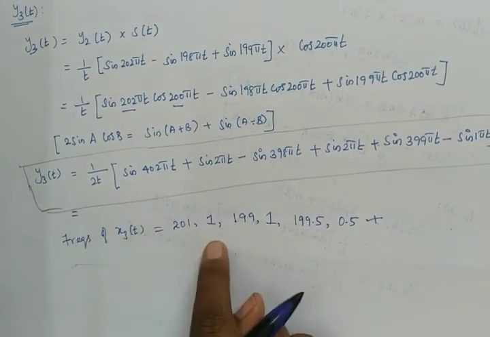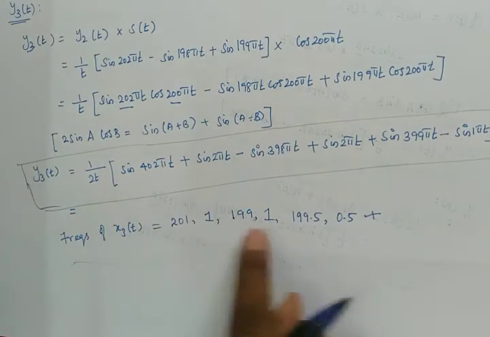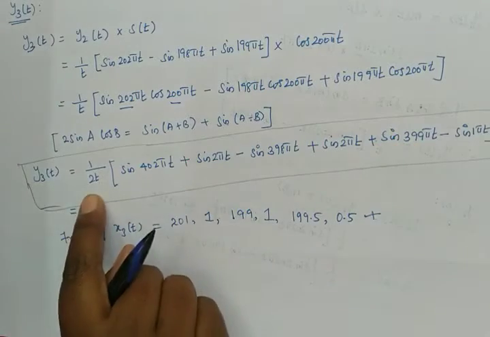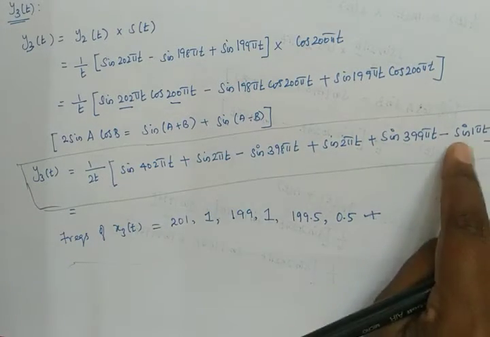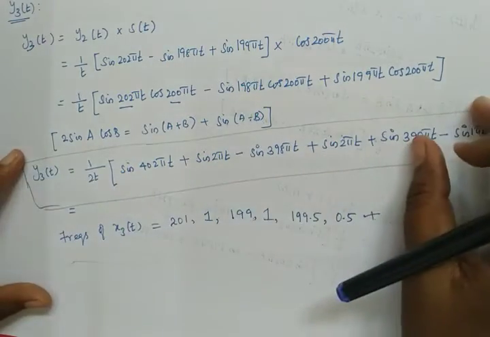2 pi by 2 pi will be 1. 398 by 2 will be 199. 2 pi by 2 will be 1. So 399 by 2 will be 199.5, and 1 by 2 will be 0.5. These are the frequencies which are available in y3 of t.